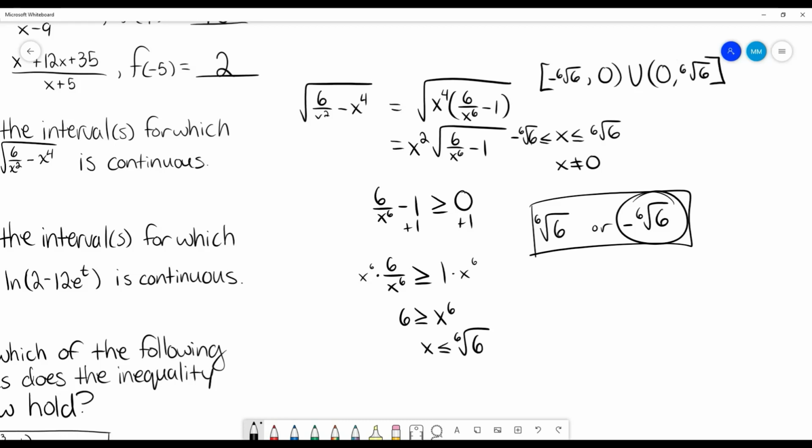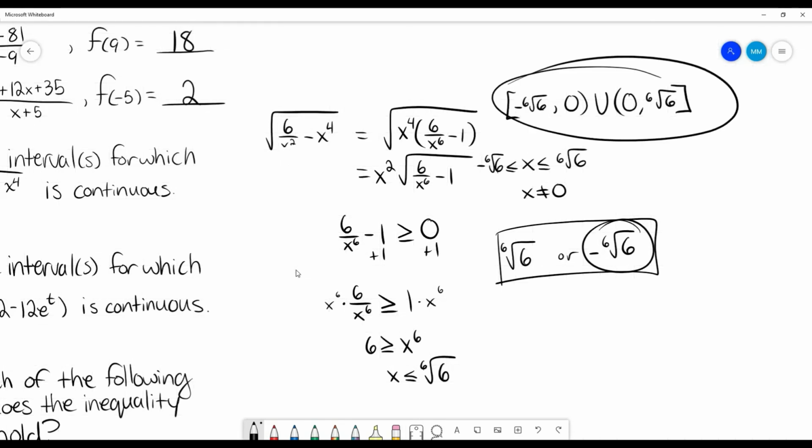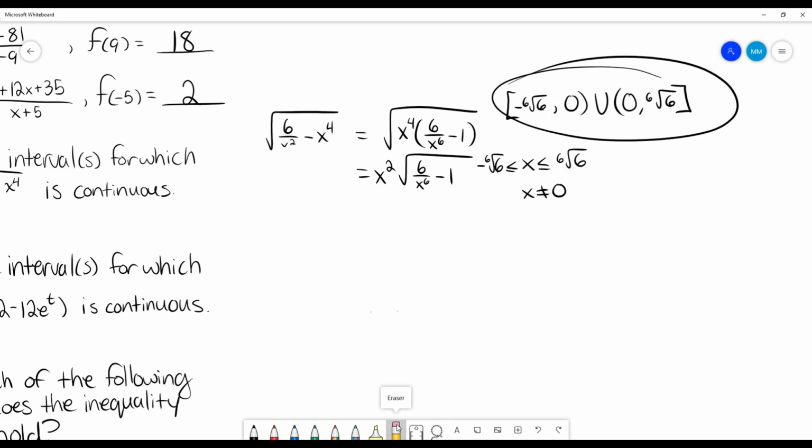I believe this is going to be our set of intervals. Actually, I'm going to erase some of this work down here so that we don't have to pay attention to it. It does not want to erase fully. Sorry. I'm going to erase some of this just so we don't have to look at it anymore. And let's just double check our work.